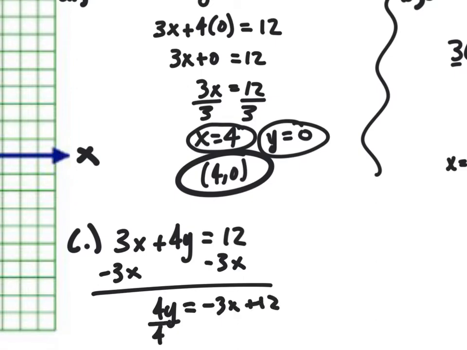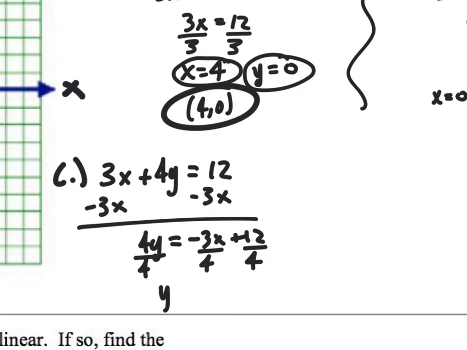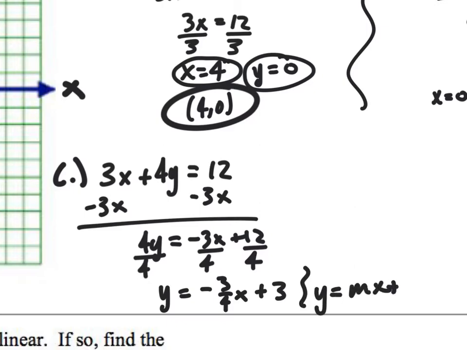Now I'm going to divide everything by 4. So we get the equation y is equal to negative 3/4 x plus 3. 12 divided by 4 is 3, and I can't simplify negative 3 over 4. Now, guys, this is of the form y equals mx plus b. So my slope, the number in front of the x, is negative 3/4, so m is equal to negative 3/4. I also know my y-intercept. My y-intercept is 3, so b is equal to 3.